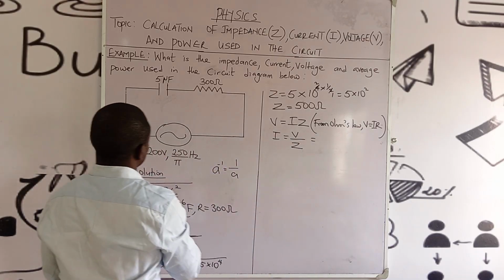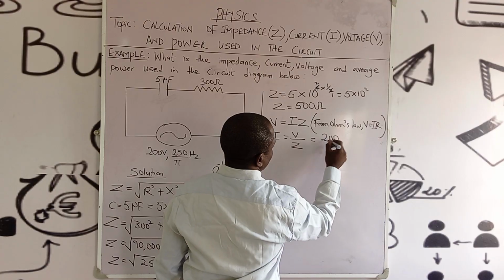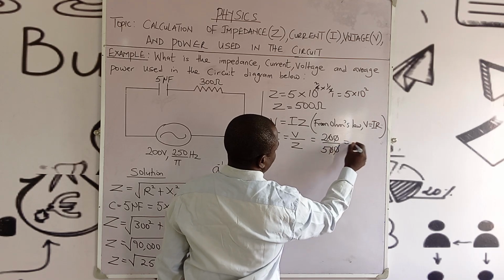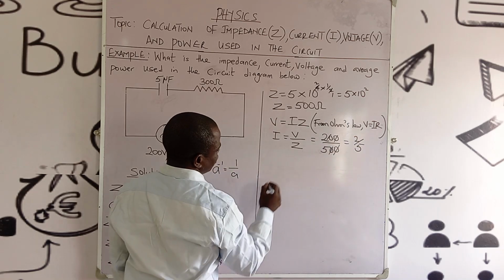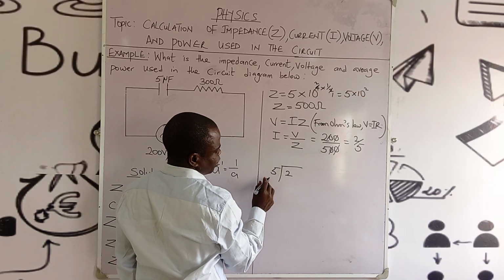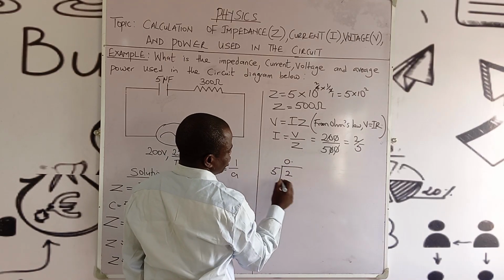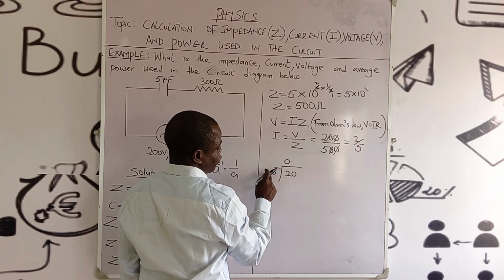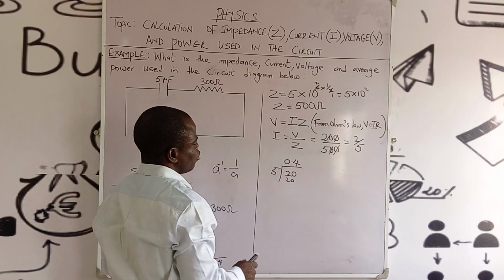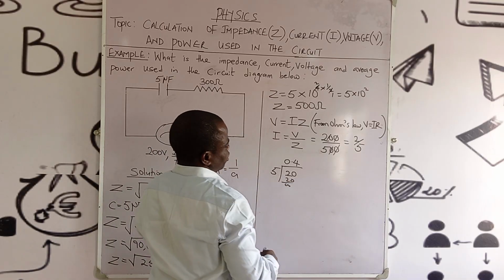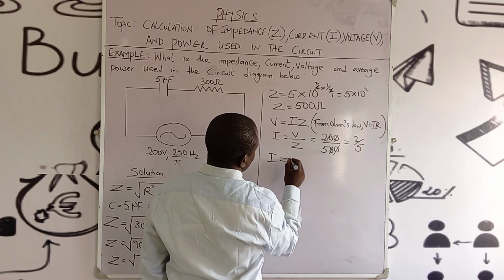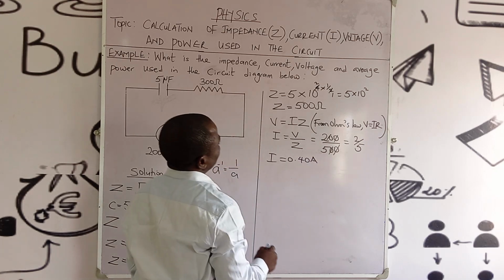What's our voltage? 200. 200 divided by impedance, 500. Cancel the zeros, we are left with current equals 2 over 5. Let's divide it. Put 2 here and 5 outside. 5 into 2 is impossible, so 0 point, add the 0. 5 into 20, 4 times 4 is 20. That's 0.40. The current flowing in the circuit equals 0.40 ampere. I've gotten that.